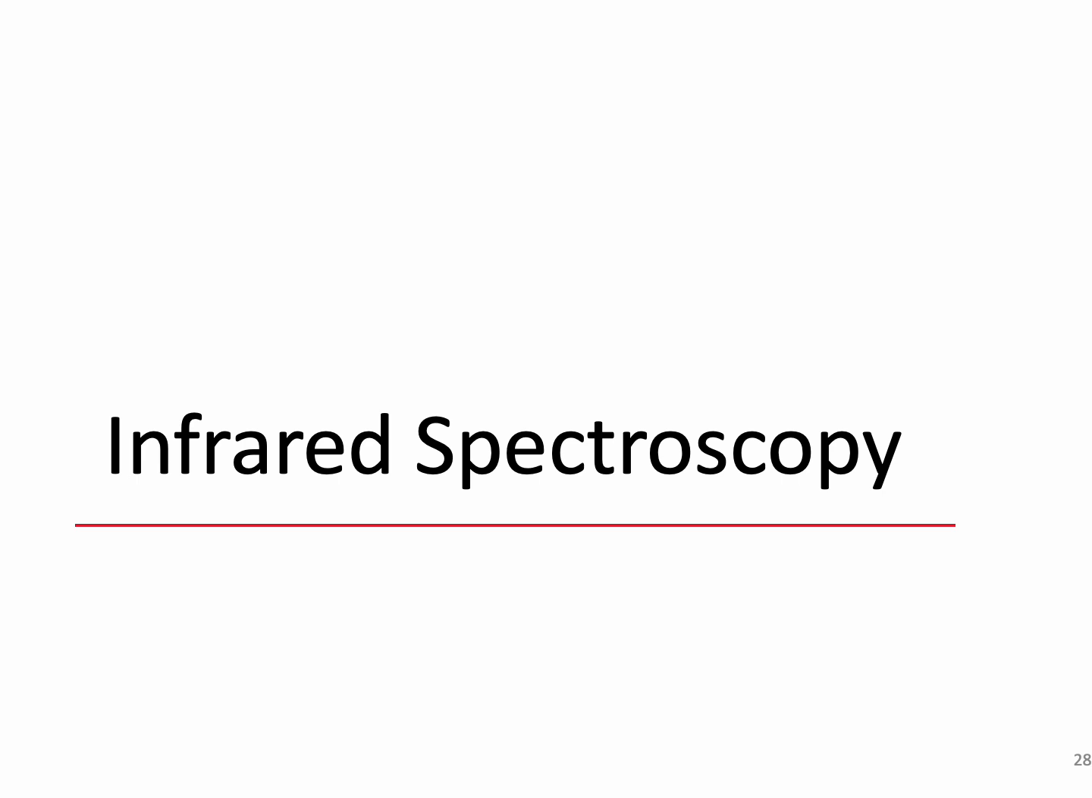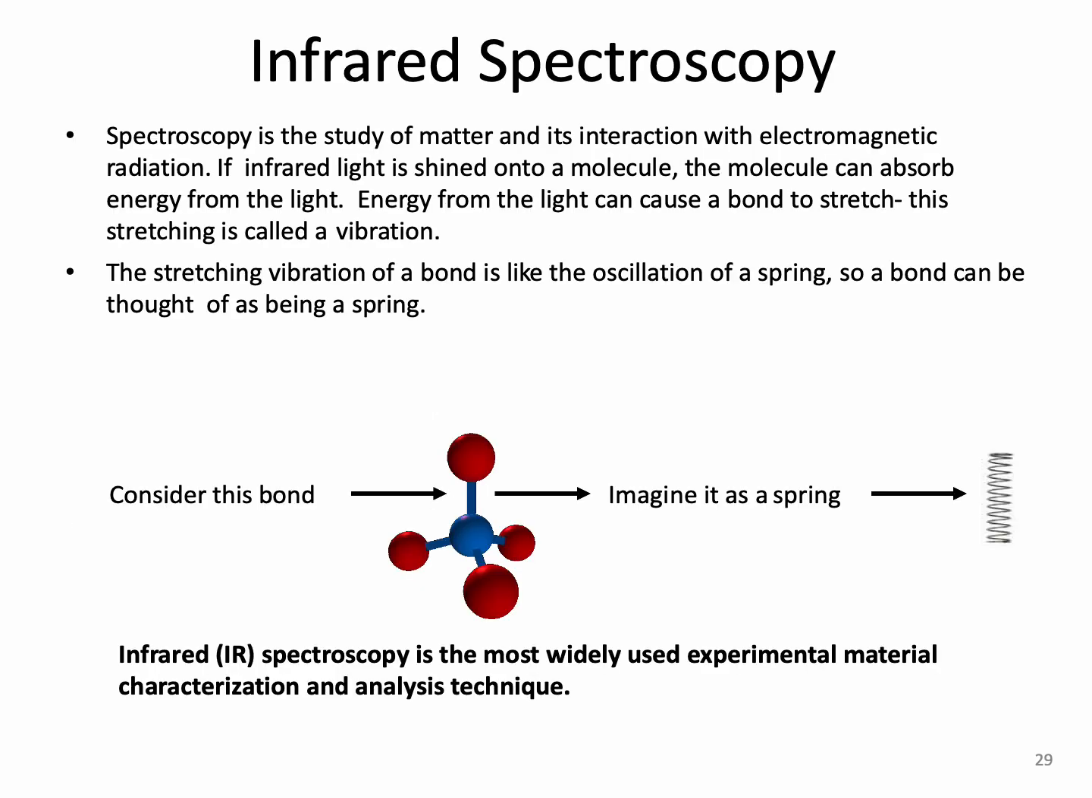What is infrared spectroscopy? Spectroscopy is the study of matter and its interaction with electromagnetic radiation. If infrared light is shined onto a molecule, the molecule can absorb energy from the light, and the energy from the light can cause a bond to stretch. This stretching is called a vibration.